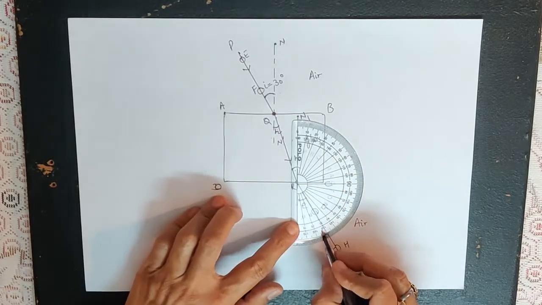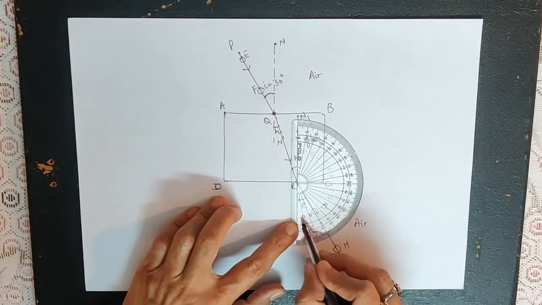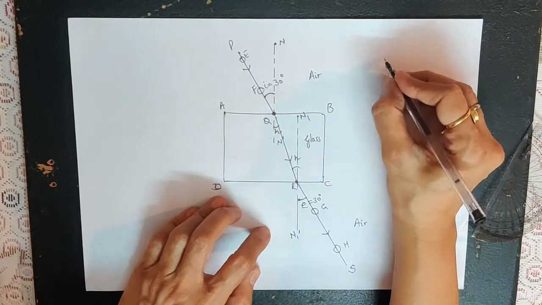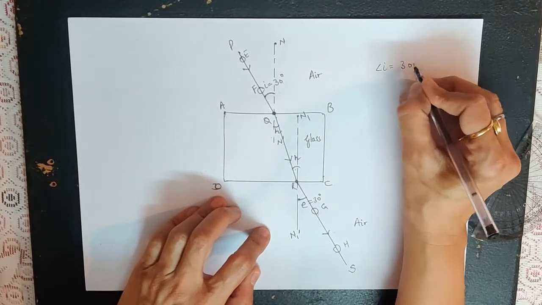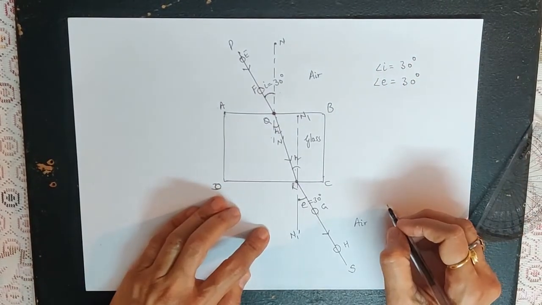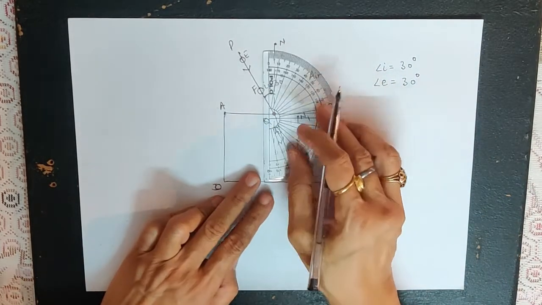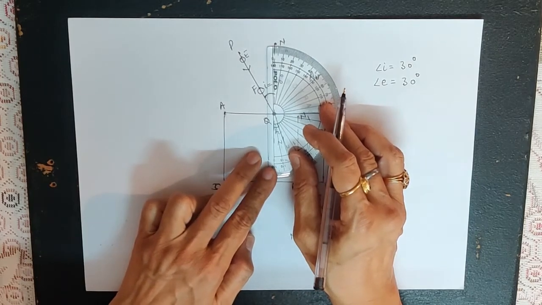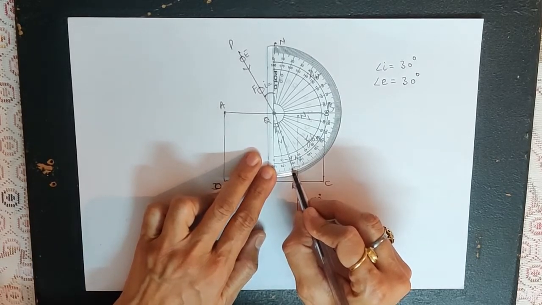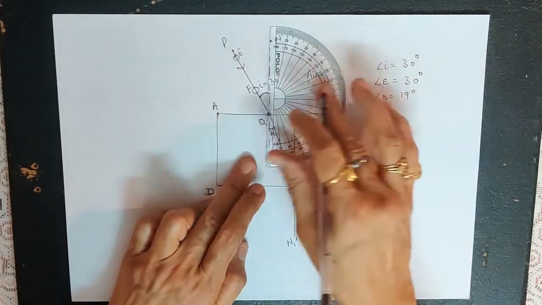Here we see that the angle of emergence is also equal to 30 degrees. So the angle of incidence, which we have taken to be 30 degrees, and when we measure the angle of emergence, this is also equal to 30 degrees. Let's measure the angle of refraction also. When we measure it, we see that it is equal to 19 degrees. So the angle of refraction is 19 degrees.